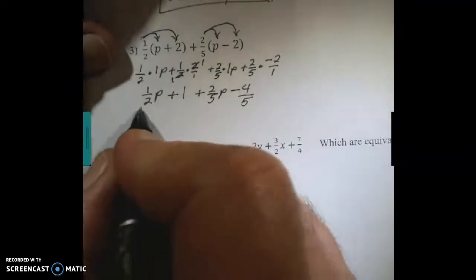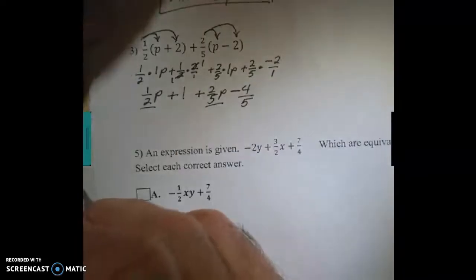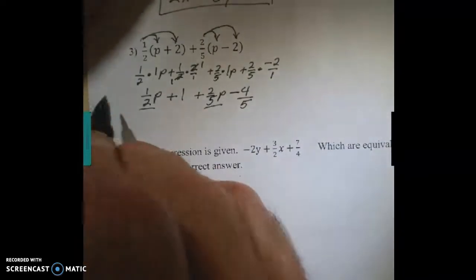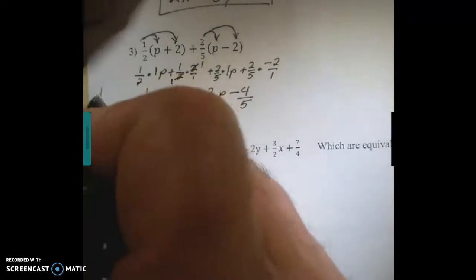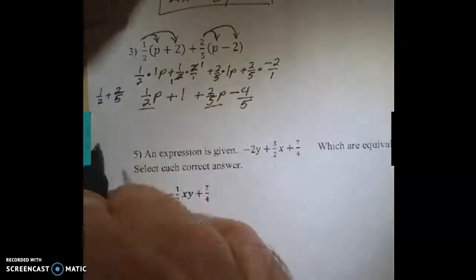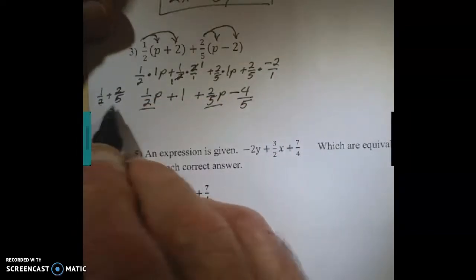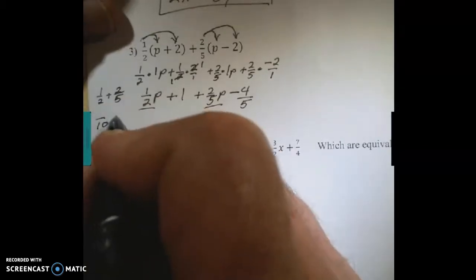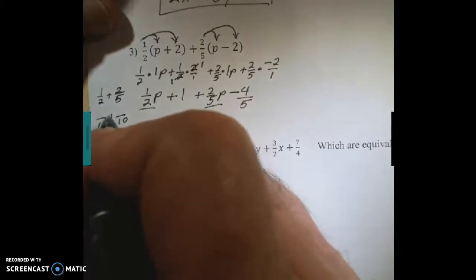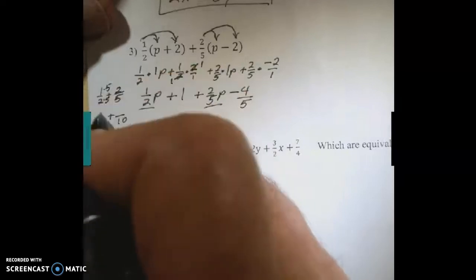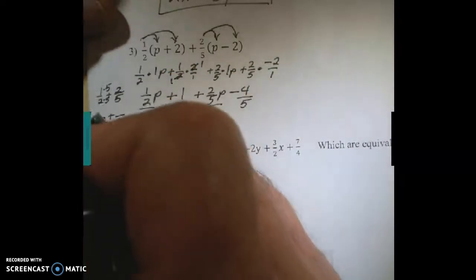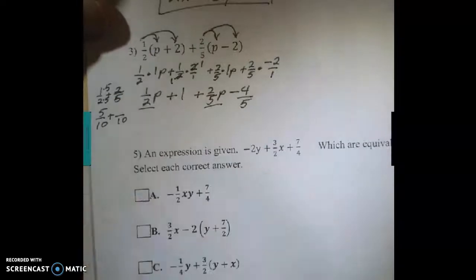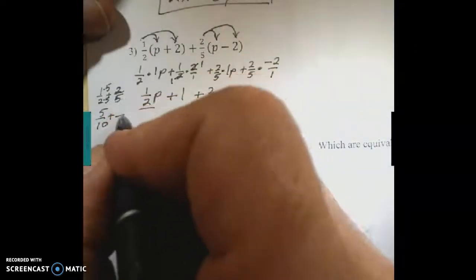Combining the like terms, 1/2 plus 2/5 p, I'm going to go off to the side to do that. 1/2 plus 2/5. In order to add fractions, you need a common denominator. 2 and 5, the common denominator will be 10. So both of these, we want them to become tenths. To make a 2 into a 10, you'd multiply it by 5. Do the same to the numerator. 5 times 1 is 5 tenths. So 1/2 becomes 5 tenths.